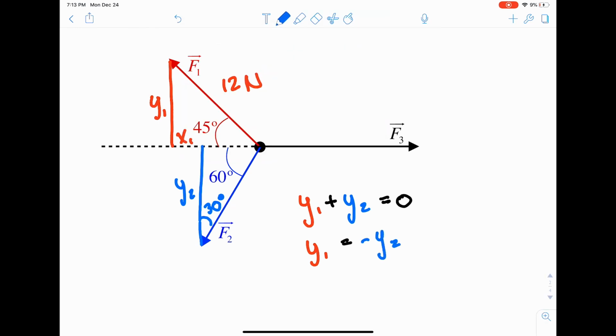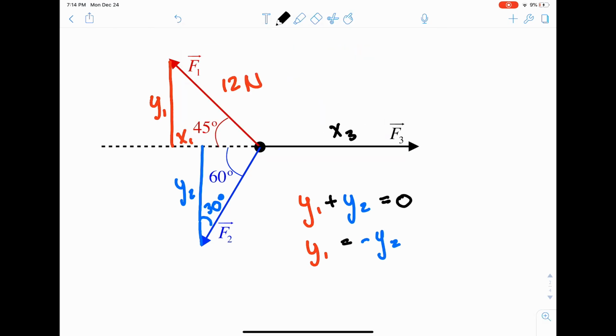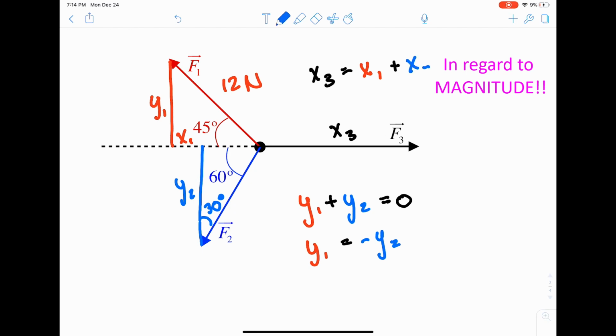Another thing that we can see is F3 only has an x-coordinate, and we can call that x3. So given that x1 and x2 are in the same direction, we can deduce that the sum of x1 and x2 must cancel out with x3. We can essentially write x3 is equal to x1 plus x2.